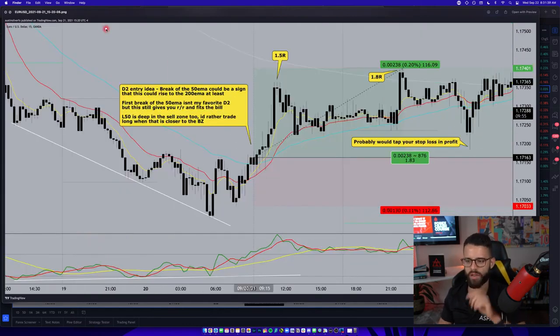I got a couple other markups I can run you through. So this was a D2 idea on Euro USD. Now the D2 is a reversal signal for those of you that don't know. It's a divergence signal that sends us opposite the trend. So here, the trend was bearish going into this day.